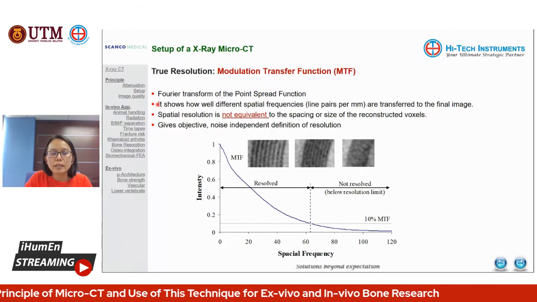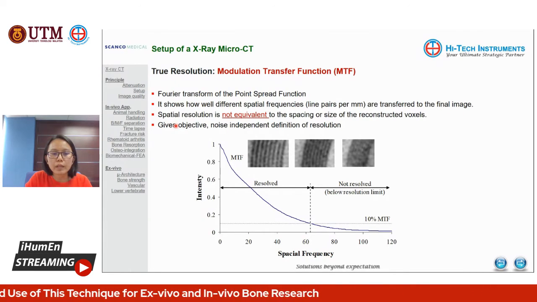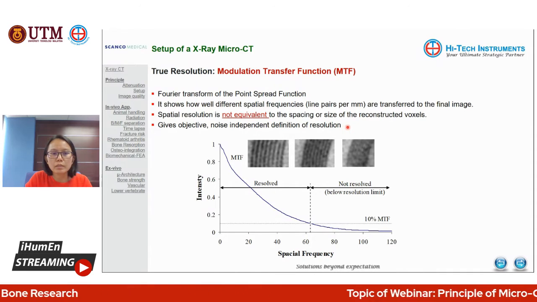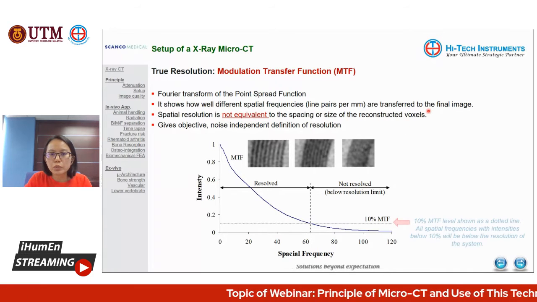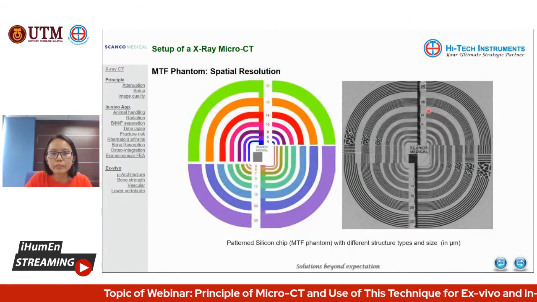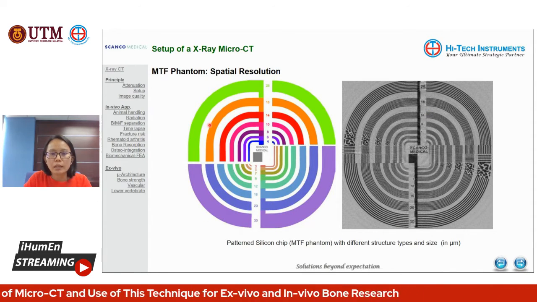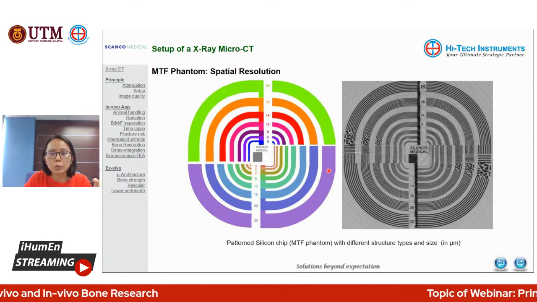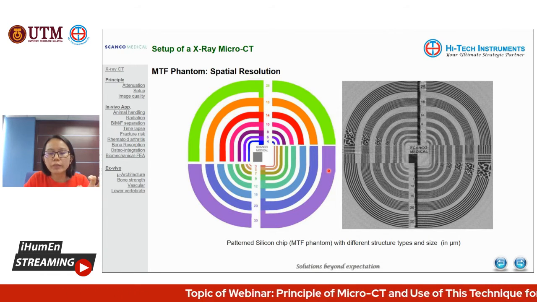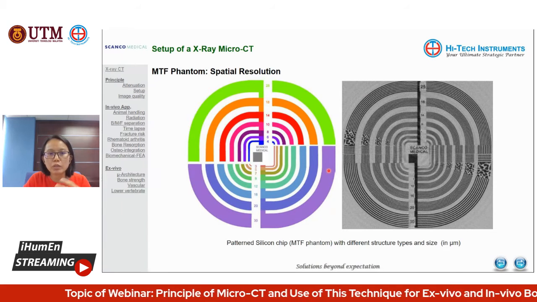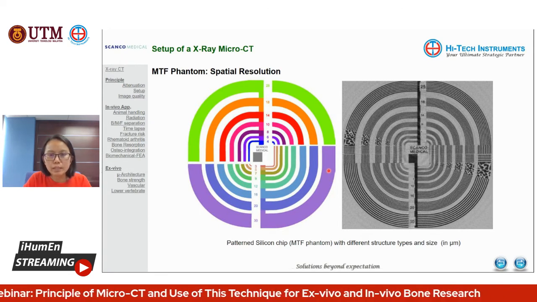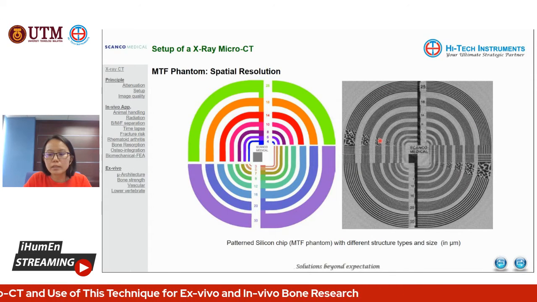And to highlight, the spatial resolution, MTF, is not equivalent to the spacing or the size of the reconstructed voxels. The reason why, I would like to show you this image. This is a real silicon chip that has been used as an MTF phantom to measure the final spatial resolution. After being scanned by the micro CT and reconstructed into single slices, you will see an image like this.